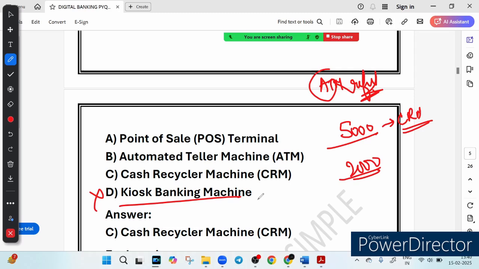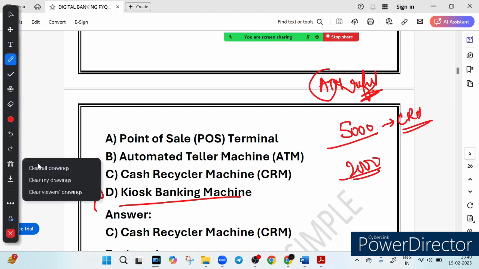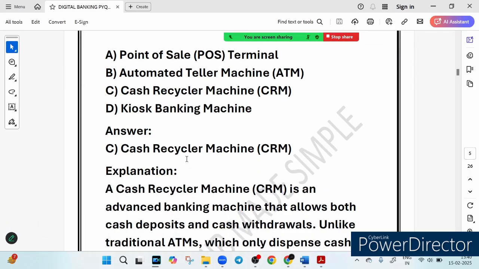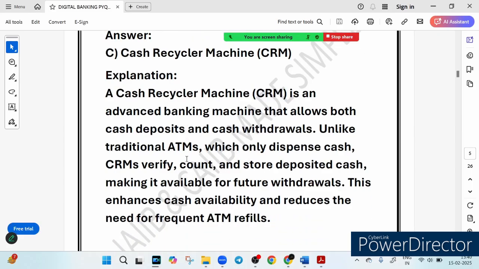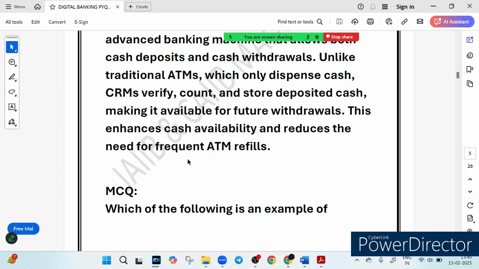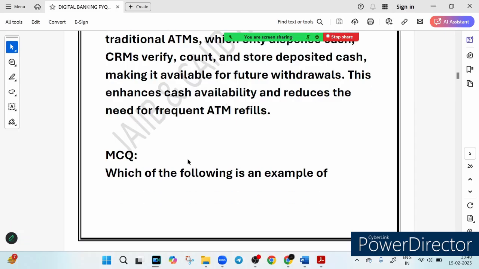So what we learned is that this cash recycler machine is the correct answer. Unlike a regular ATM, a CRM accepts cash deposits and recycles that cash for future withdrawal. POS only processes card payments. ATM mainly dispenses cash but does not recycle deposited money. And kiosk banking systems provide basic banking services but do not handle cash transactions.